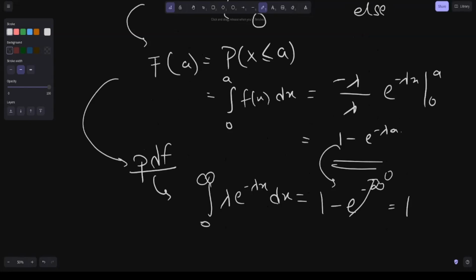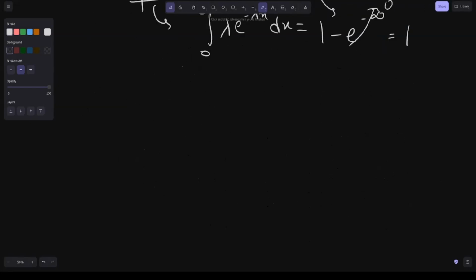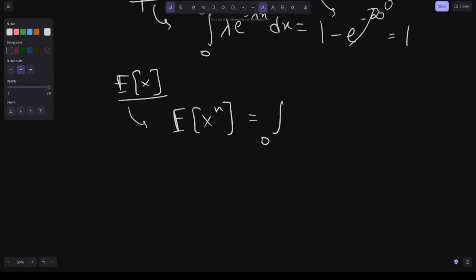Now we will also try to find the expectation. How do we find the expectation? Instead of finding the expectation directly, we'll try to find the value of E of X to the power n. It will help us solve this more directly. E of X to the power n can be written as the integral from 0 to infinity of x to the power n lambda e to the power minus lambda x dx.